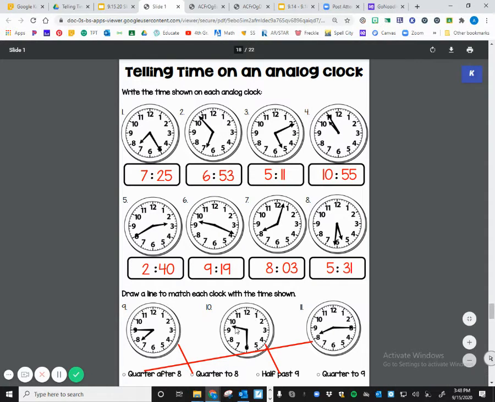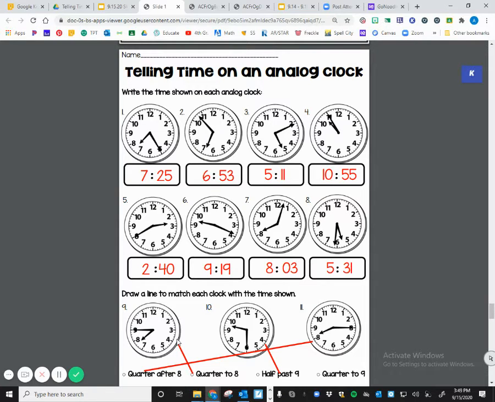Number 10 shows 9:30, which is also 8:30. And then the last one shows 8:15, which is 8:15. Nice job. So you can go ahead and recycle your homework if you don't want to keep it, or keep it in a safe place. You might want to use it later.